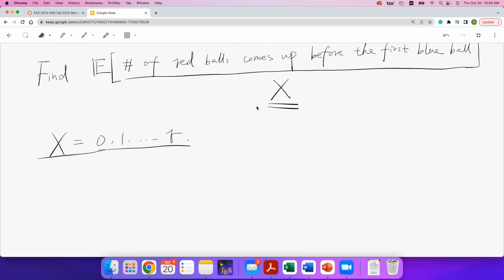Now, to compute the expectation, we have two ways. One way is to figure out the probability mass function, and then we follow the definition of the expectation to compute it. So we know all the possible realizations of this random variable, so we can look at them one by one. Look at the first case.